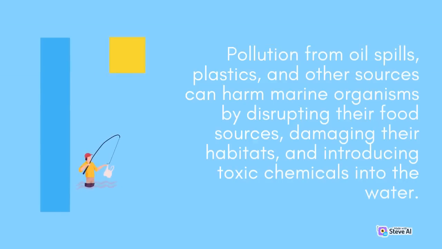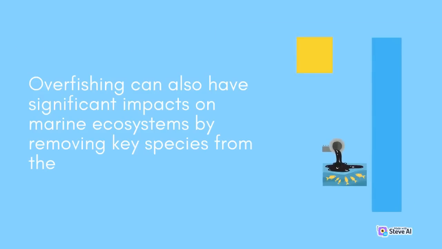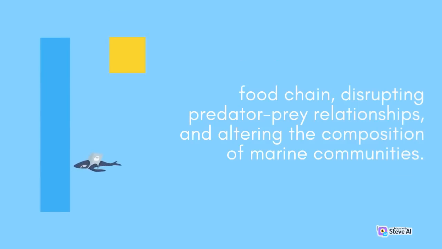Pollution from oil spills, plastics, and other sources can harm marine organisms by disrupting their food sources, damaging their habitats, and introducing toxic chemicals into the water. Overfishing can also have significant impacts on marine ecosystems by removing key species from the food chain, disrupting predator-prey relationships, and altering the composition of marine communities.